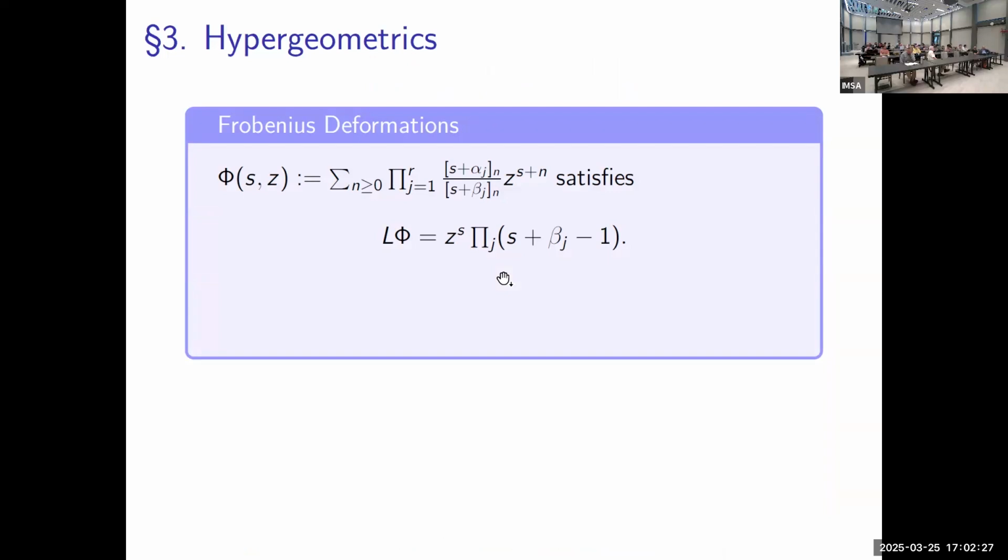Okay. Finally, there's a gadget called Frobenius deformations. So this is a generating series of some kind.